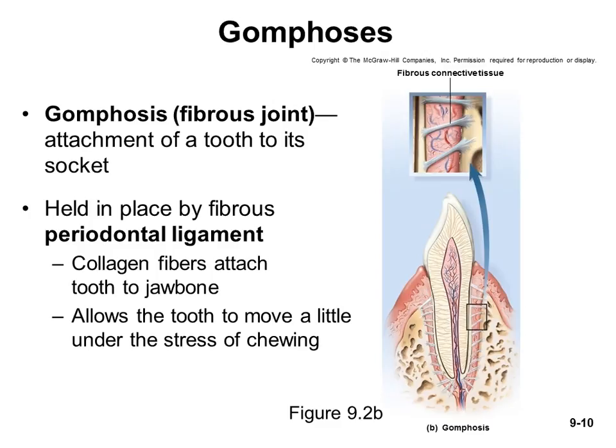You've probably heard of periodontal disease, right? When these ligaments start deteriorating or getting really, really thin, that's when people get periodontal disease. If the disease gets really severe, that ligament has actually what? There's no support between the tooth socket and the jawbone, and the teeth will fall out. Okay? It allows the tooth to move a little under the stress of chewing. That's a periodontal what? Ligament.